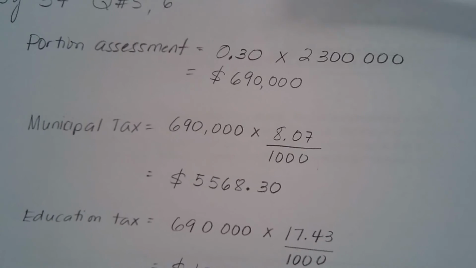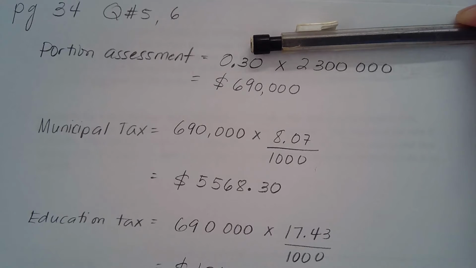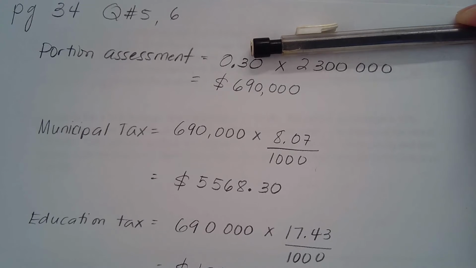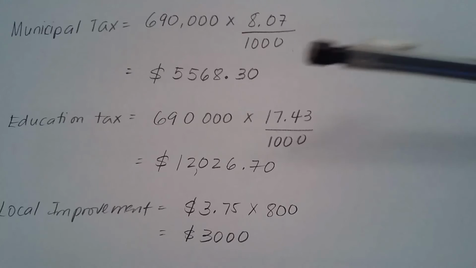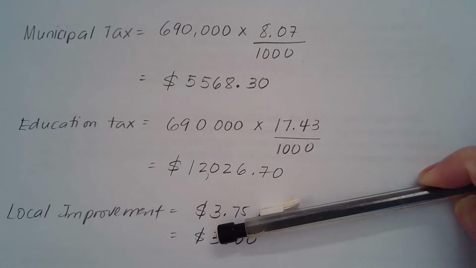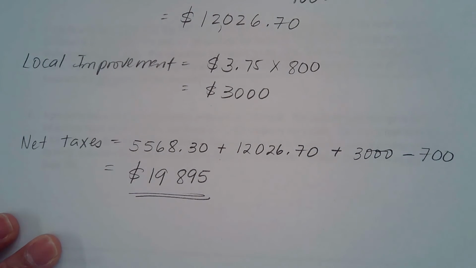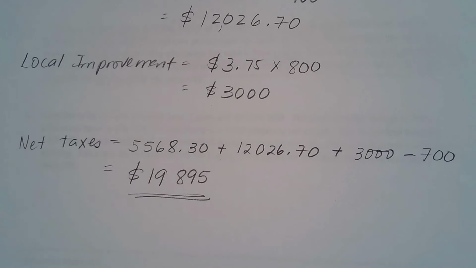Because we had to figure out the portion assessment, because they gave us an assessed value. With that, we need to figure out the municipal tax, education tax, local improvement, and then finally put it all together. So the net taxes. Yeah, that's a big one. Your hand-in assignment would be somewhat similar to that one, with every piece in the puzzle.